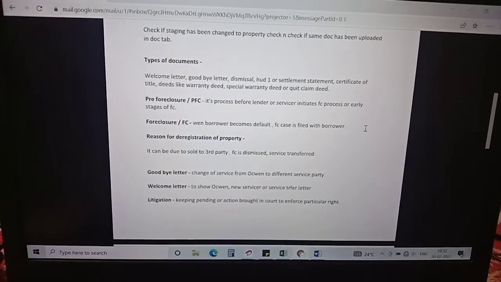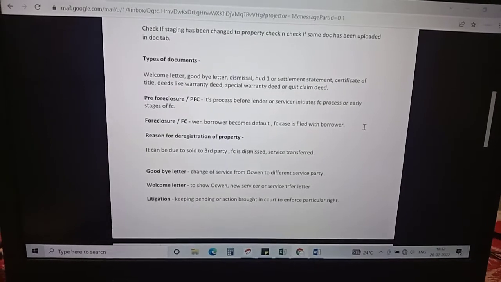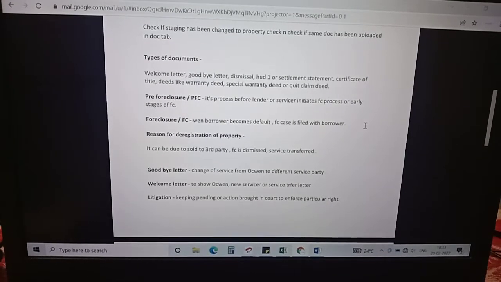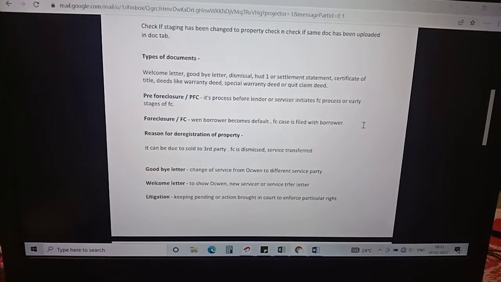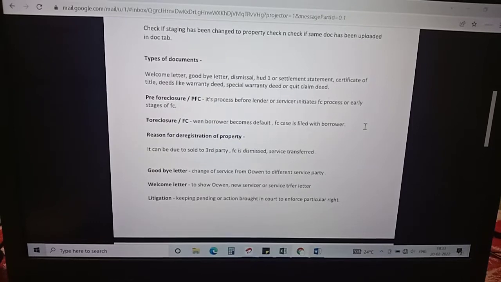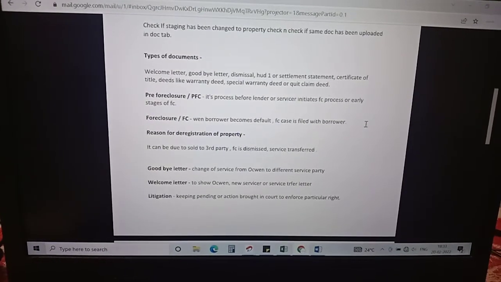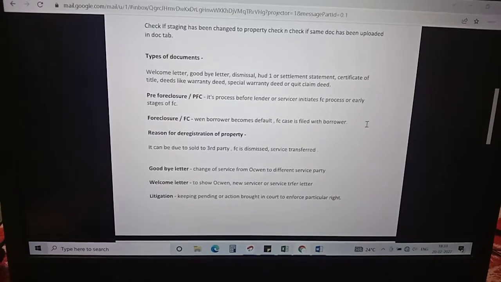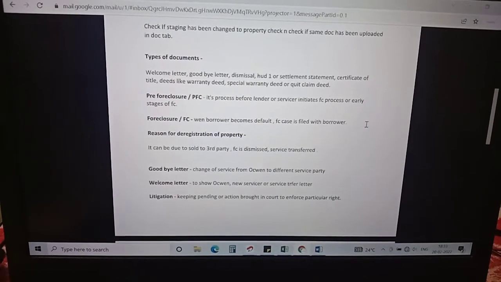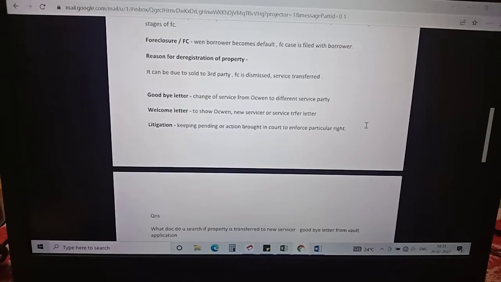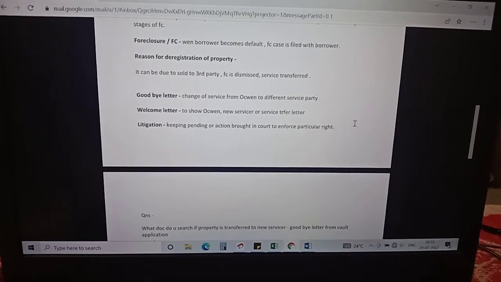Okay, so foreclosure means when a borrower becomes default, a foreclosure case is filed with the borrower. Reasons for deregistering the property: why are we deregistering the property? When the property is sold, it can be sold to a third party, and when the foreclosure is dismissed, service would be transferred. So at the time of sale, deregistration comes into the picture.